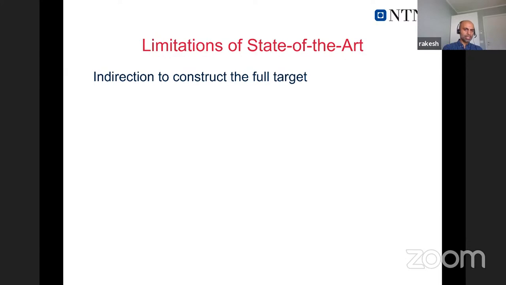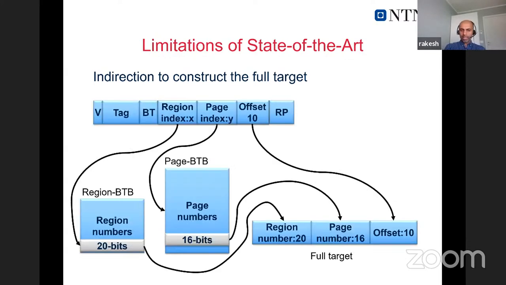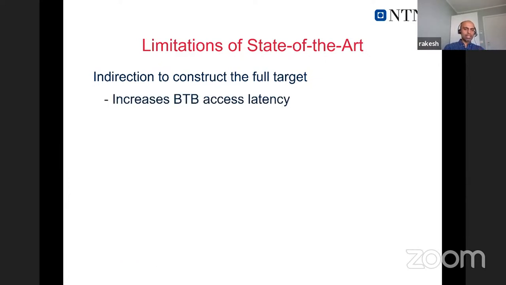Well, the first problem is they introduce a level of indirection. If you look at this, you need to first access the BTB to get the region and page number indexes, and then you need to do another access to these BTBs to get the information to construct the full target. So there is this level of indirection. And what this means is that the overall BTB access latency is now higher because there are two serialized accesses.